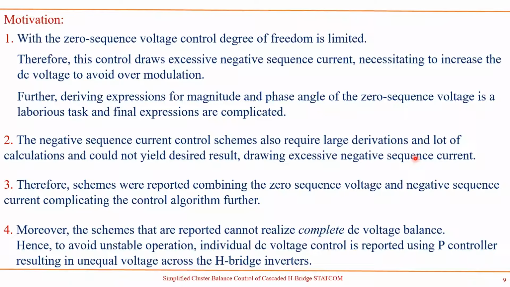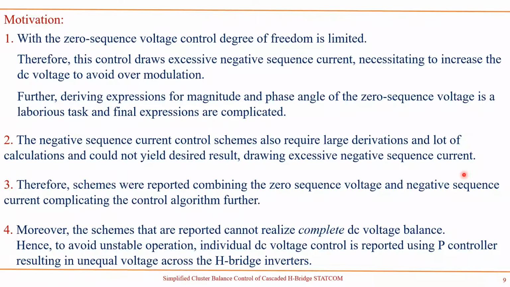Further, deriving expressions for magnitude and phase angle of zero sequence voltage is a laborious task, and final expressions are complicated. The negative sequence current control schemes also require large derivations and a lot of calculations and could not yield desired result, drawing excessive negative sequence current. Therefore, schemes were reported combining the zero sequence voltage and negative sequence current, complicating the control algorithm further.